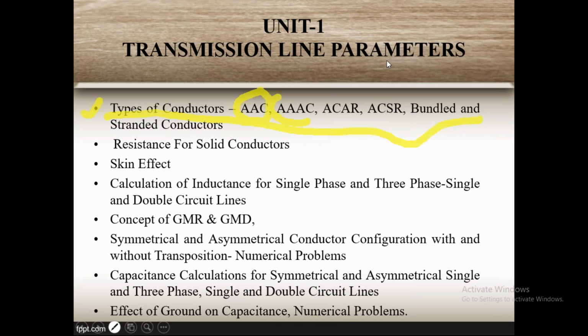Next, the second topic is resistance for solid conductors. Here you have to find the resistance value of a conductor. If you know the value of voltage and current, you can easily calculate the resistance by using R equals V by I. Similarly, if they want to design a conductor, they should know the voltage capability of the conductor, and based on that, maintain the resistance of the conductor.